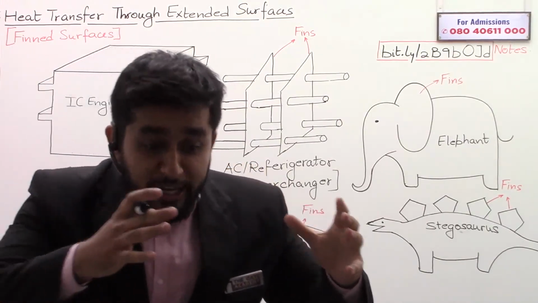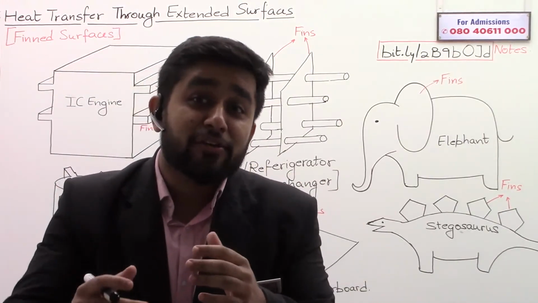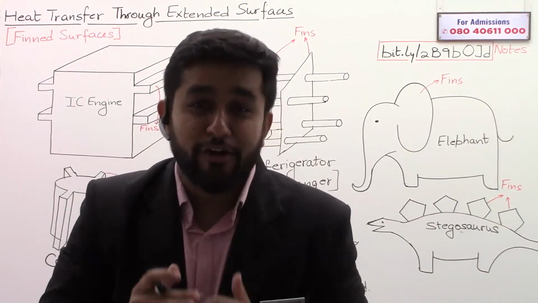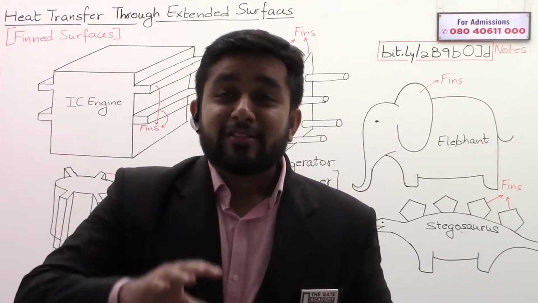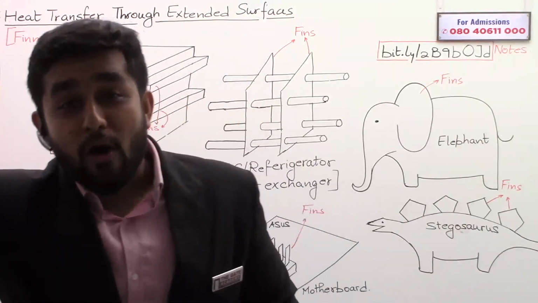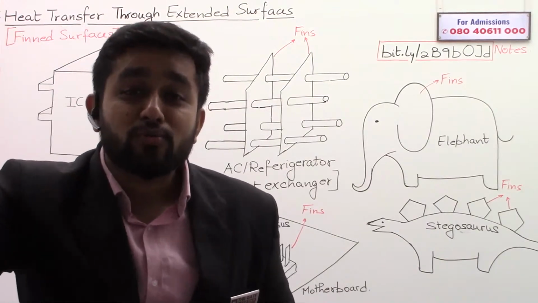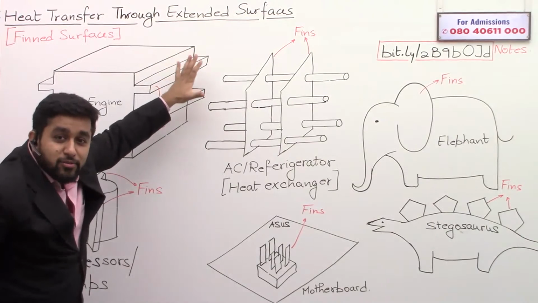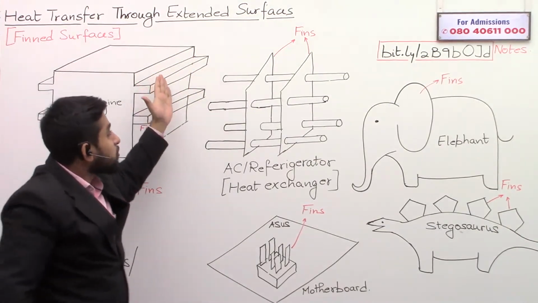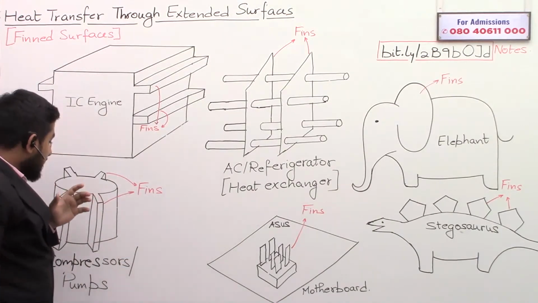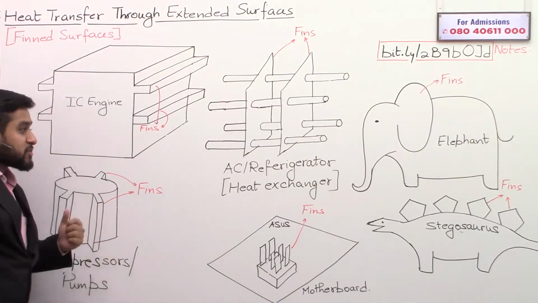So if the heat is stored in the material of the IC engine, the temperature will rise and the life of the engine will reduce. What we want is that heat should not be stored in the material of the IC engine; it should go out, and definitely it will go out into the atmosphere by convection. So from the outer surface of the engine, we want to increase the rate of heat transfer to the surrounding air. Similar is the case for compressors and pumps.